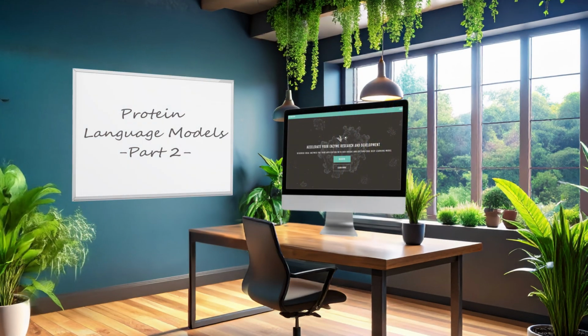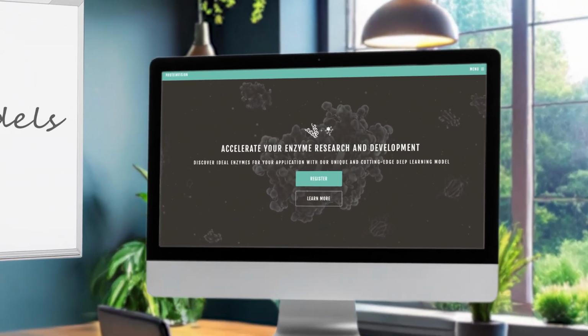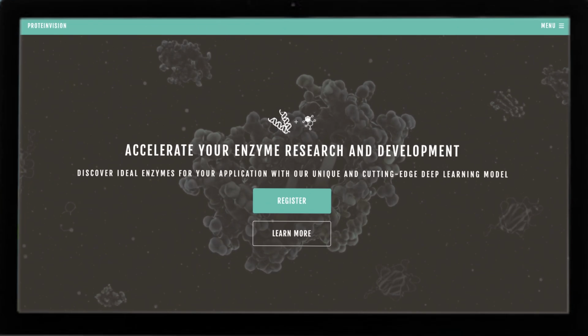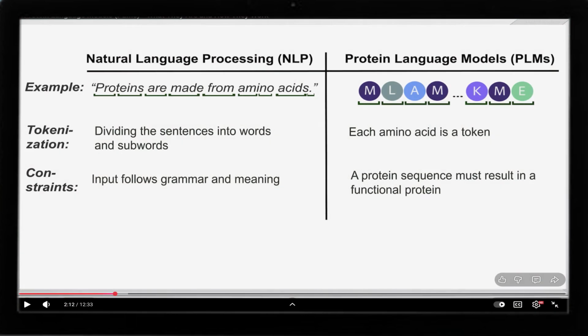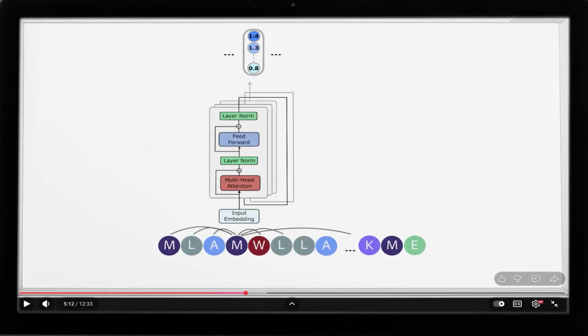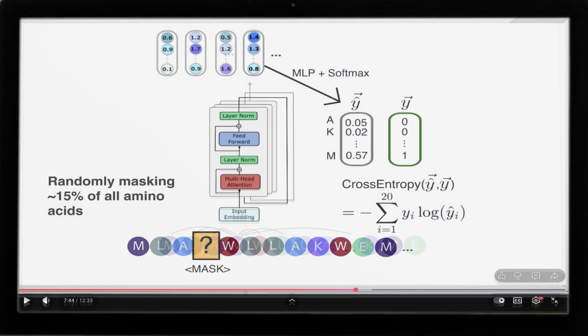Welcome back to part 2 of our protein language model introduction videos. In part 1, we introduced protein language models and saw that proteins are sequences of amino acids, and we can treat these sequences like sentences in natural language. We saw that a protein language model is usually a transformer encoder that turns each amino acid into a context-aware embedding, and that by training on large datasets of sequences and predicting masked amino acids, the model learns rich representations that capture structural and functional information.